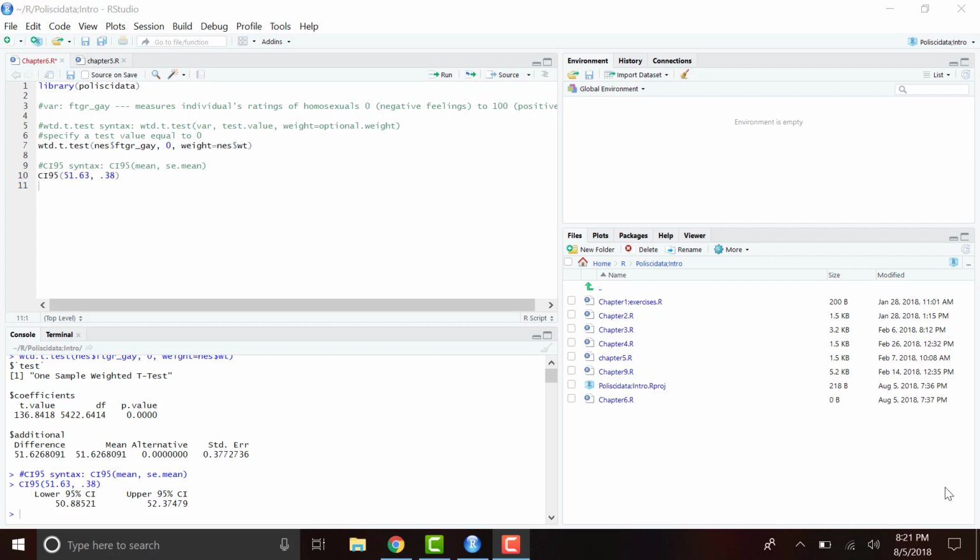And we know this because the confidence interval goes from 50.89 all the way to 52.37. Because the political science majors' mean of 52 falls inside this confidence interval, we must conclude that the majors' mean could have been drawn from the same population as the overall electorate. Thus, there's no significant difference.